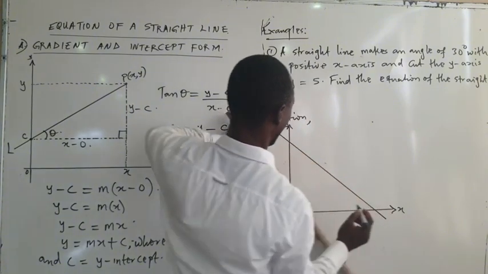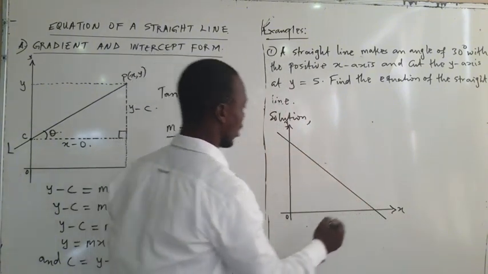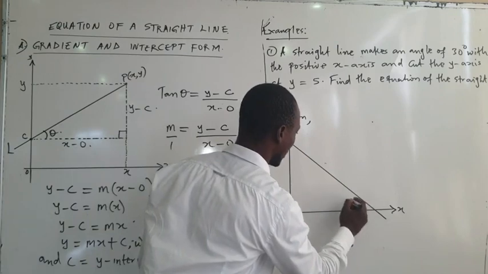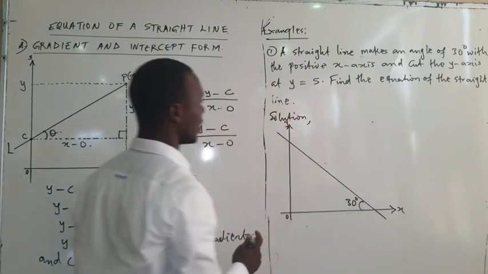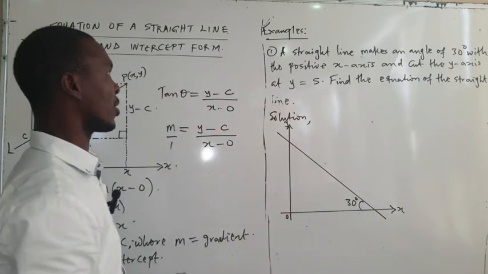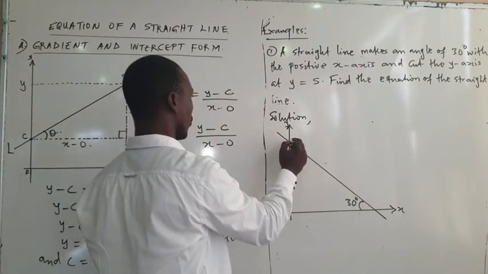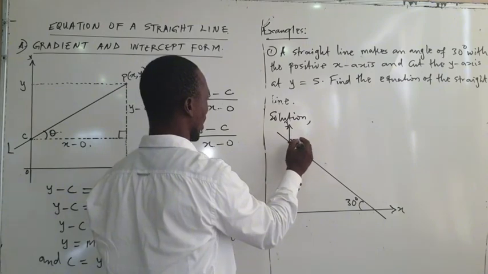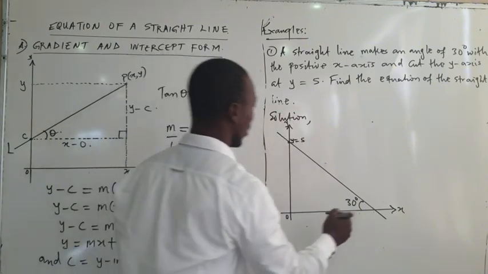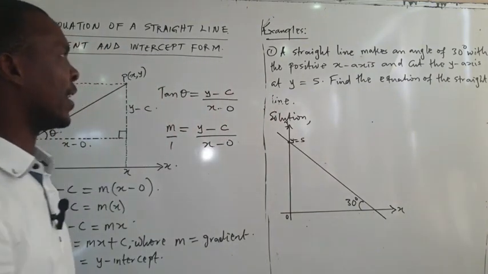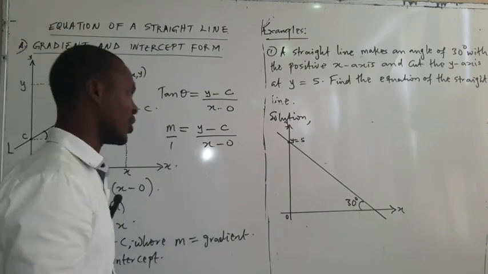This is the line. So the line makes an angle of 30 degrees with the what? With the x-axis, which is the horizontal axis, and cuts the y-axis at y equals 5. So let's assume this is y equals 5. Then the angle is 30 degrees. Find the equation of the straight line.